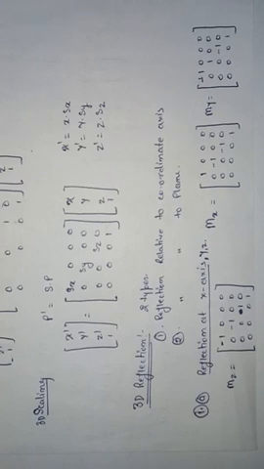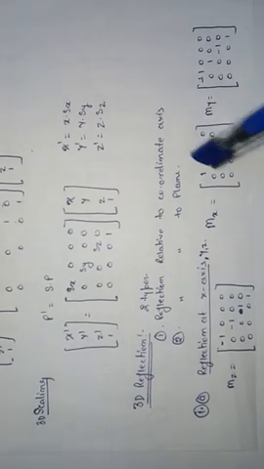First one is axis wise. What do you mean by axis wise? It means that every axis you have to suppose as a mirror: x-axis as a mirror, y-axis as a mirror and z-axis as a mirror. These three types of mirror reflection are axis wise.